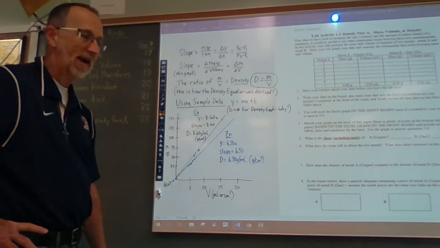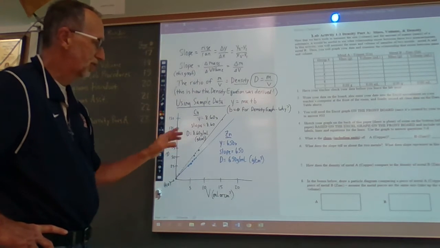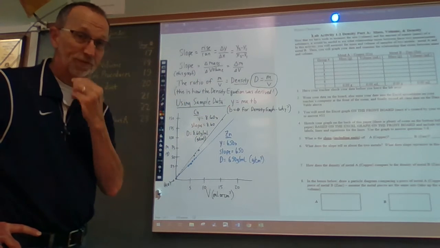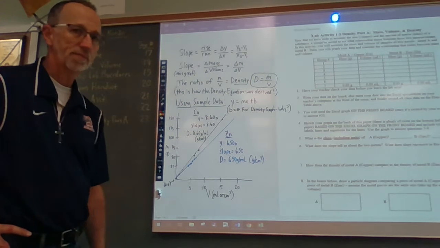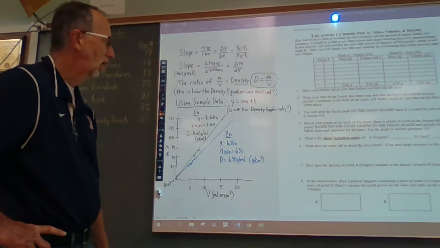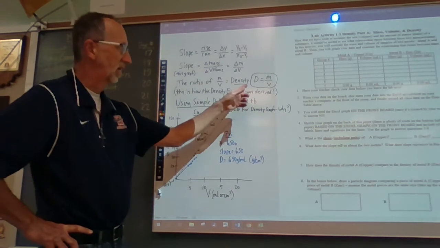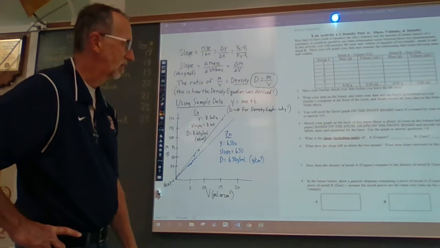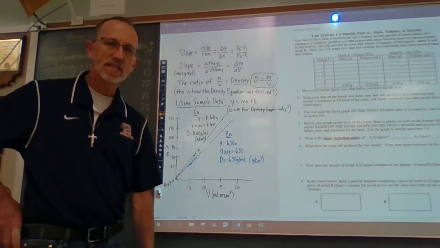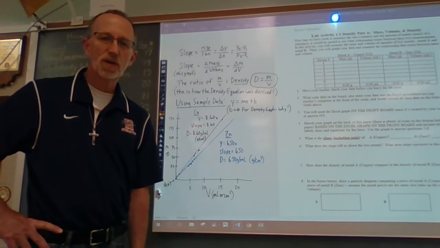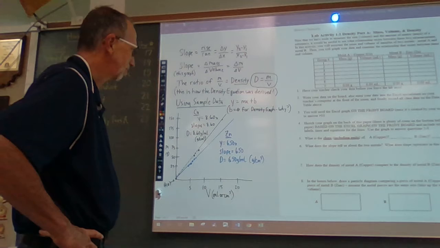For this particular graph, our slope is equal to the change in y, which is mass, over the change in x, which is volume. So for this particular graph, the slope of our lines is the change in mass over the change in volume. Well, the ratio of mass to volume is called density, all right? And so the density equation is right here, D equals M over V, ratio of mass to volume. And in fact, this is how the density equation was derived. It was derived directly from the graphical analysis of data, just like this.